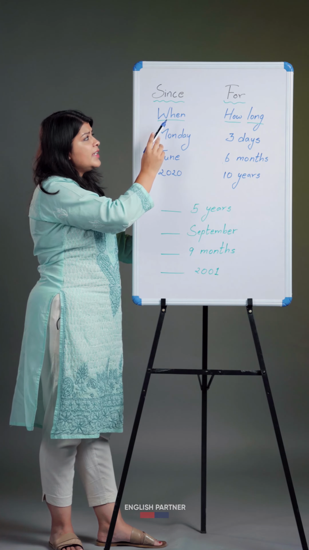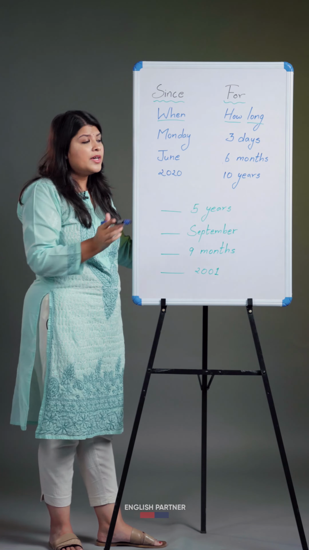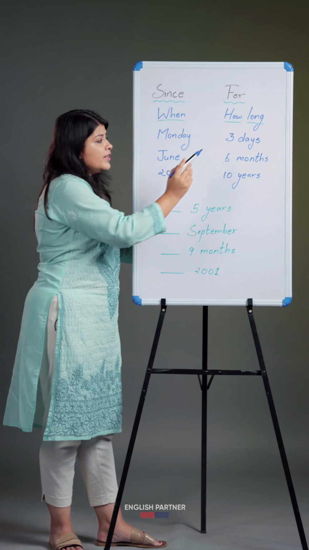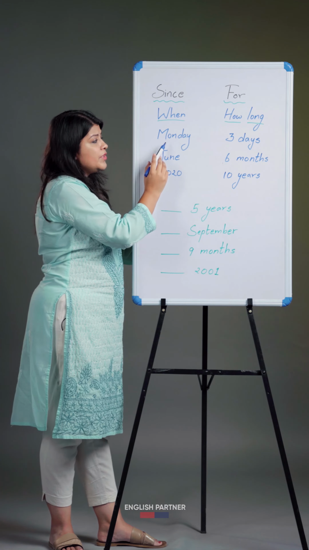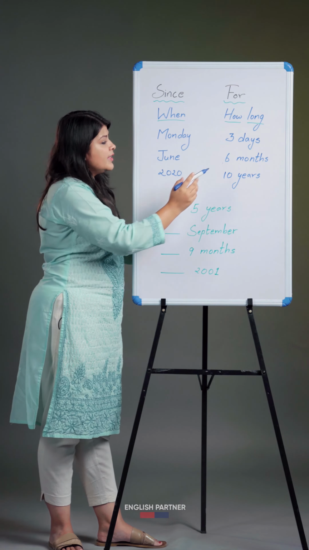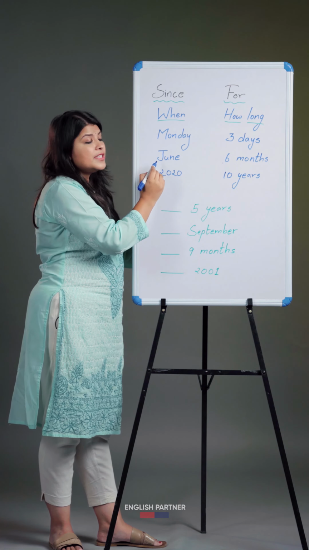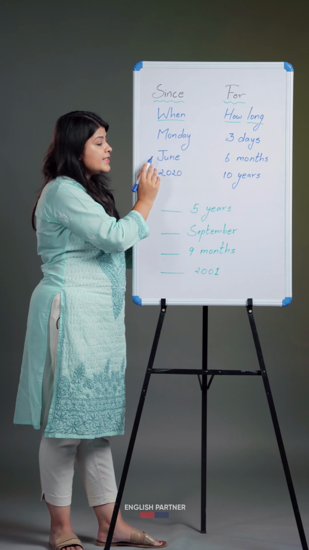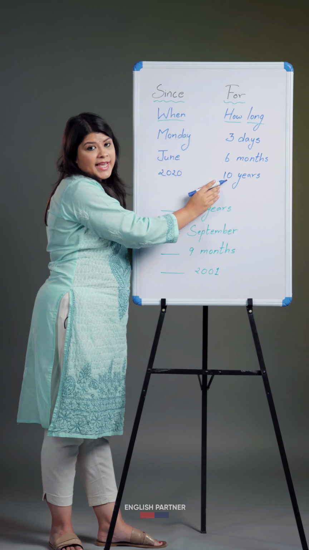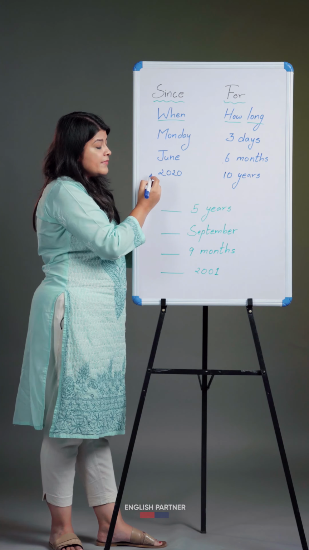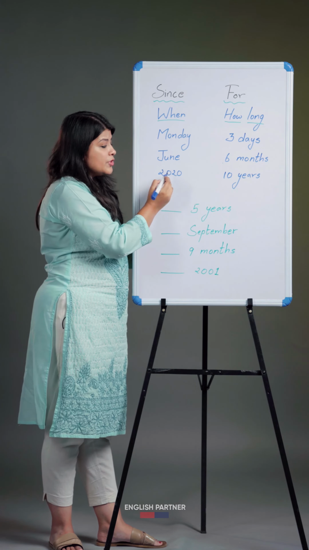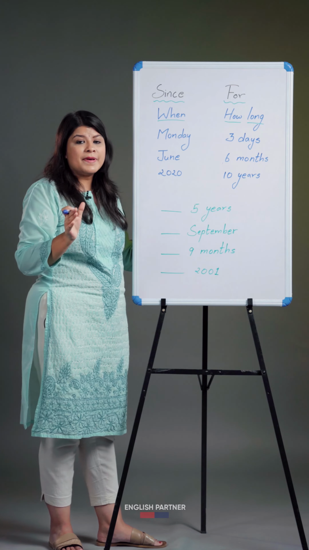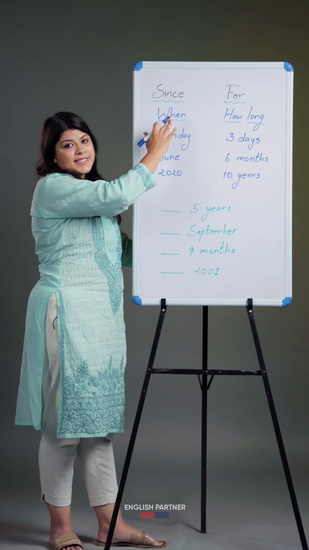Since is generally used before the starting point. When did we start? Here when we use 3 days, here we use since Monday. Here when we use 6 months, we use the specific name of the month, since June. Here when we use 10 years, we use specific name of the year, since 2020. We use the specific name while using since.